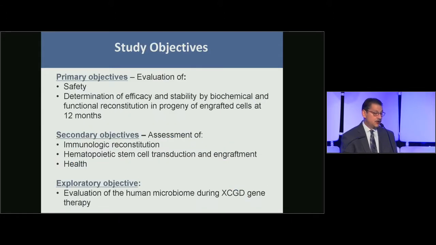So this study has primary objectives of safety, and also determination of efficacy and stability by biochemical and functional reconstitution in progeny of engrafted cells at 12 months, with additional secondary objectives to assess immune reconstitution, transduction and engraftment of stem cells, and assessment of general health. And then for an exploratory objective, we will look at the microbiome before and after treatment. Those samples are being collected and archived and will all be analyzed at the end of the study.